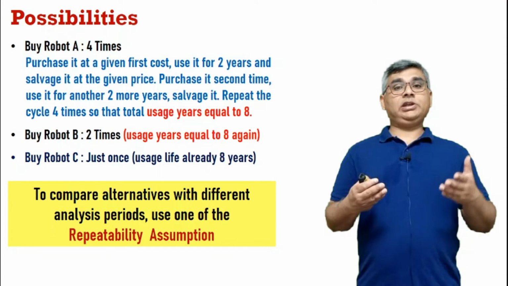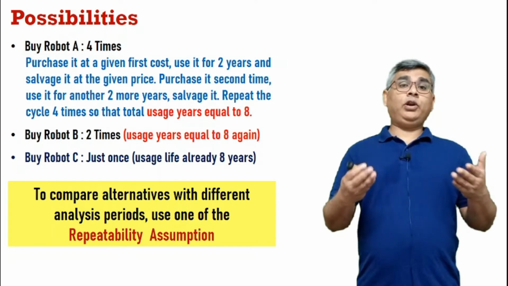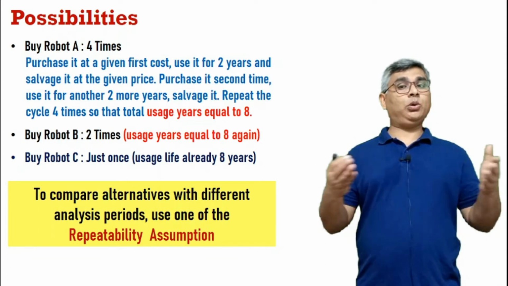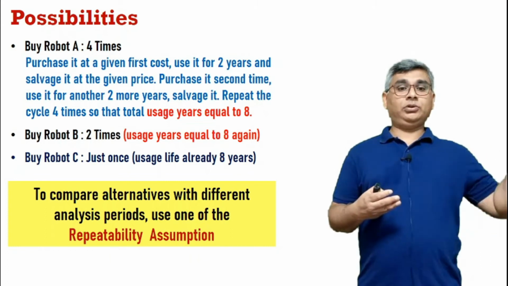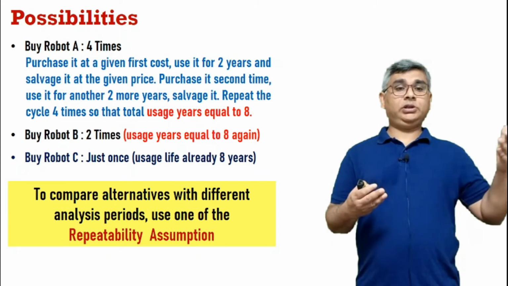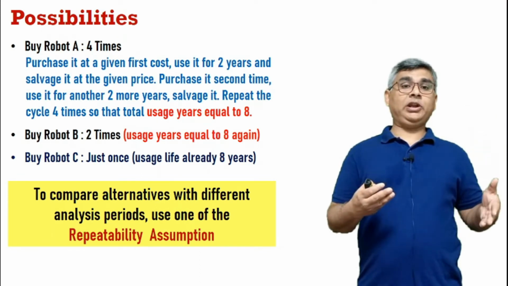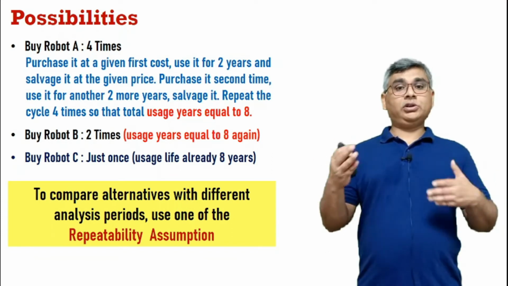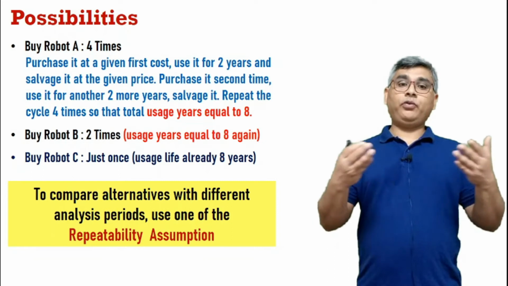If we see the economic life of robo A, it is 2 years. So we can purchase this robo 4 times, so that the study period will be equal to 8 years, which is the LCM of 2, 4 and 8. Of course, this one will be salvaged when the economic life of 2 years is over, and again it will be repurchased at the same point of time, used again for 2 years and salvaged at the end of 4 years. So this cycle we can repeat 4 times.